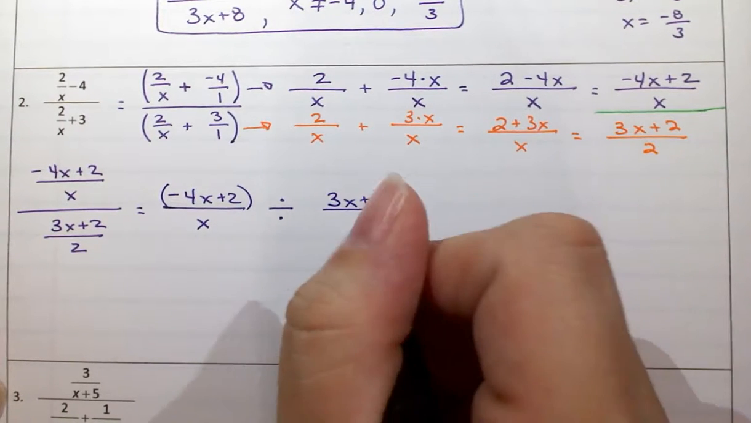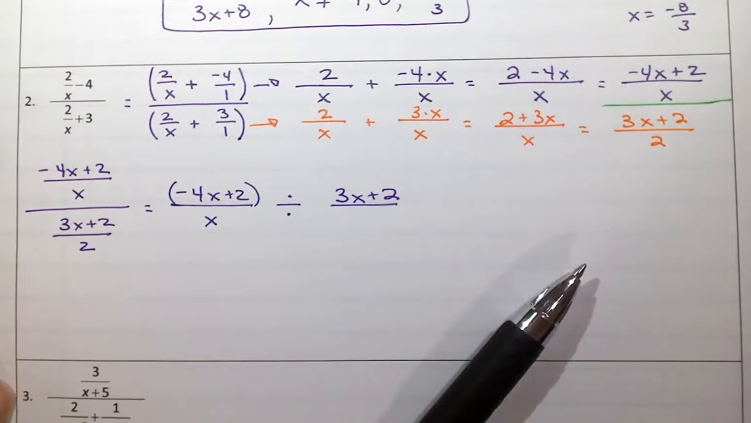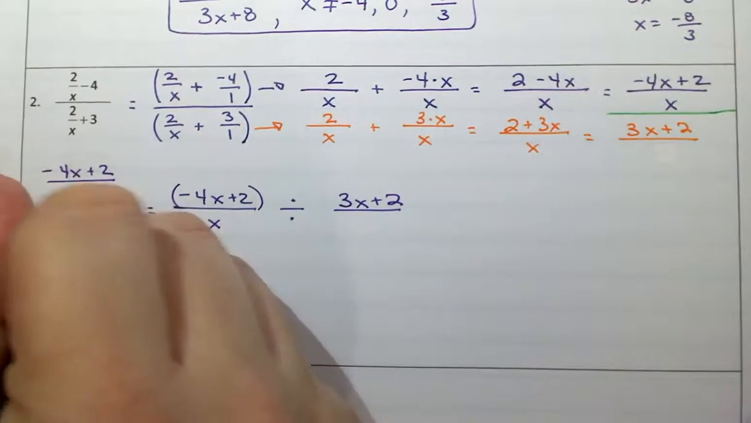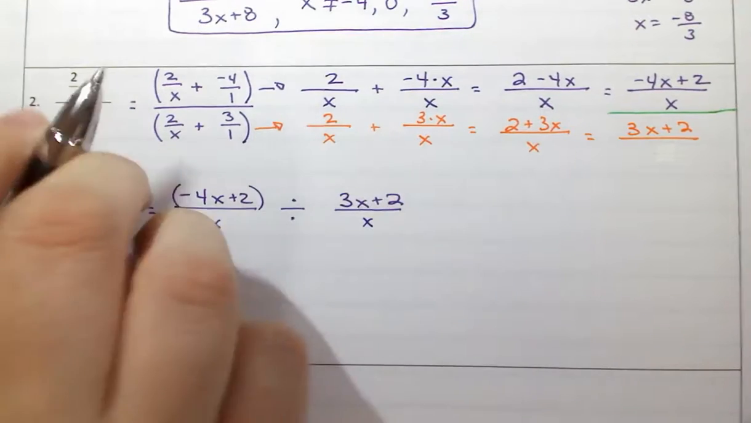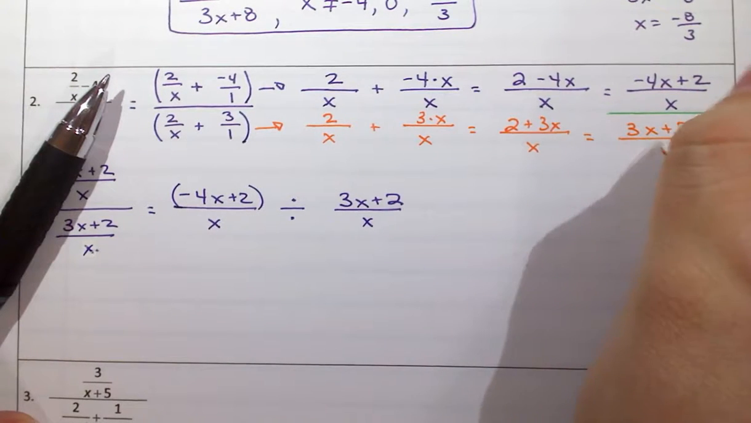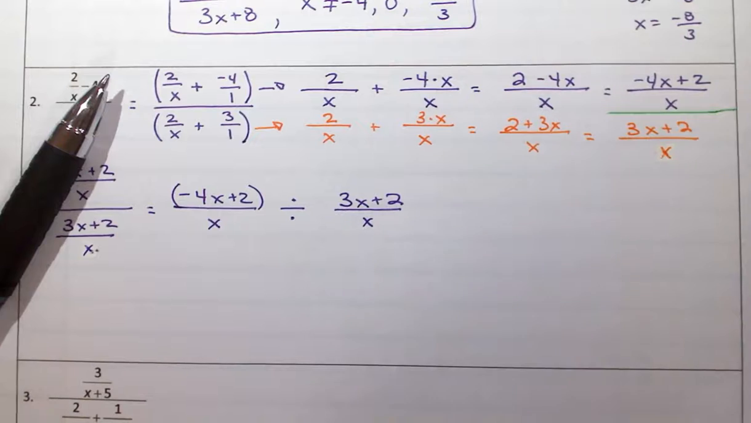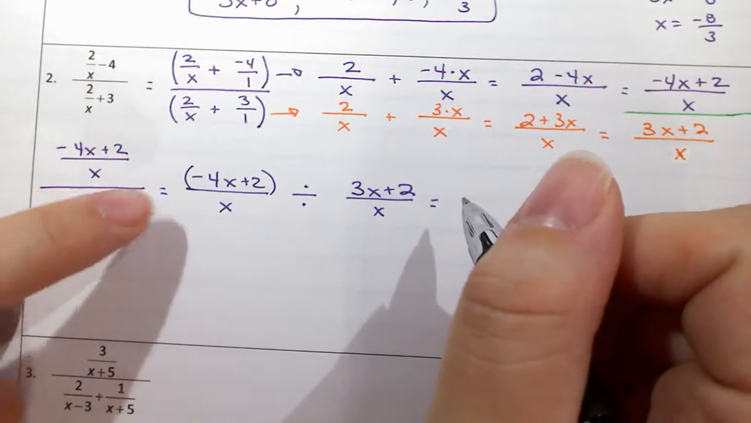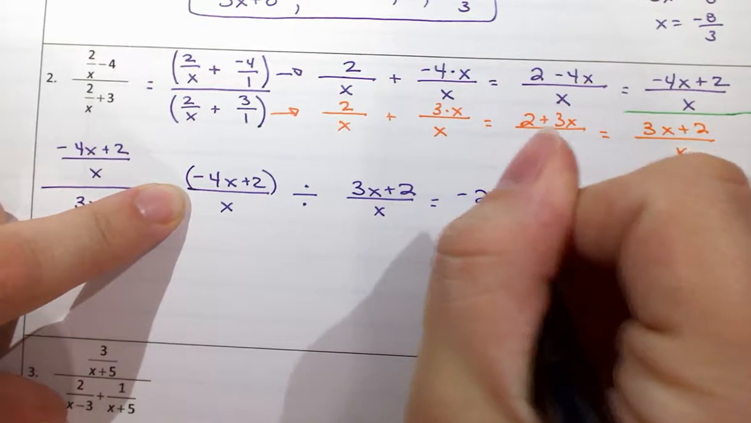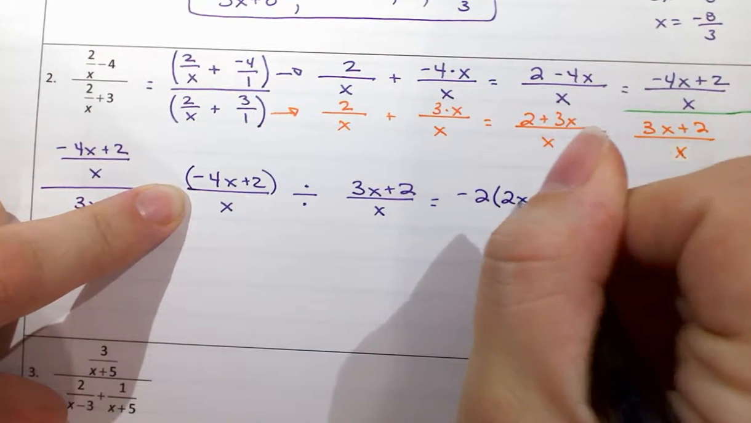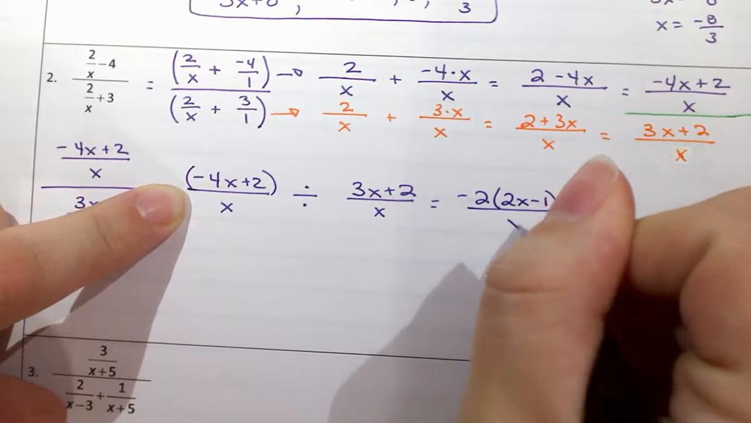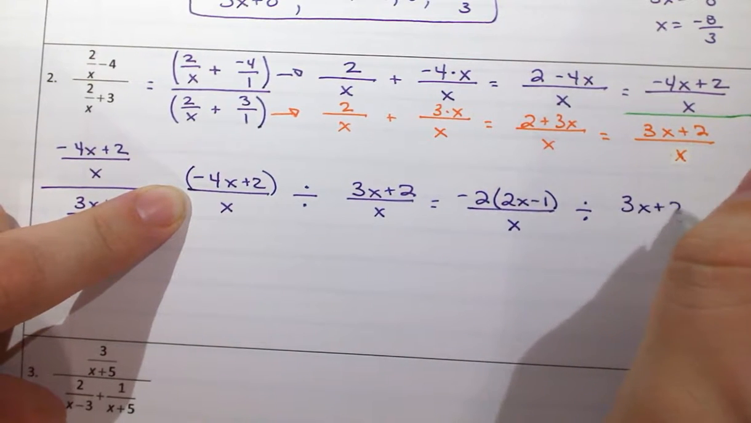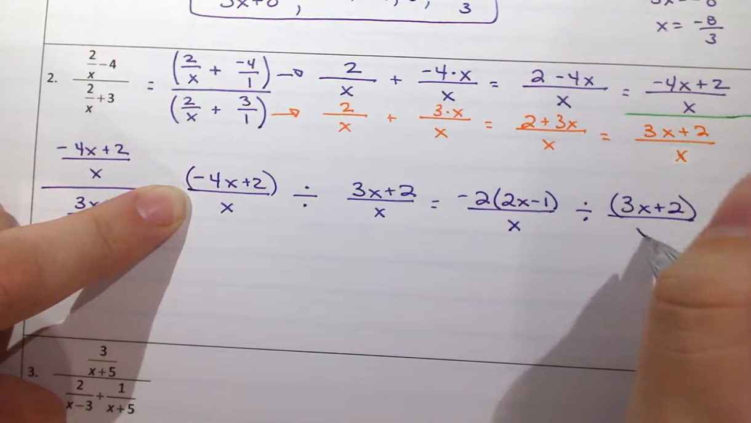Whoops, I think I changed that. For some reason I changed x to a 2. Sorry about that. So let's fix that little mistake. Hopefully you caught that. If you didn't, make sure you fix it. Now, we are going to want to factor. So this top has a negative 2 as a greatest common factor. So 2x minus 1 over x divided by, now 3x plus 2 does not cancel over x.